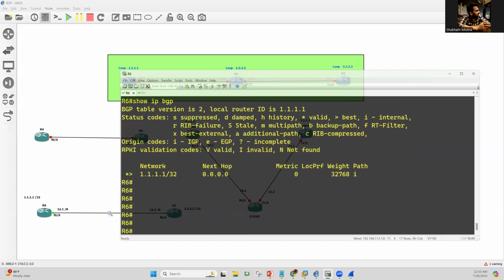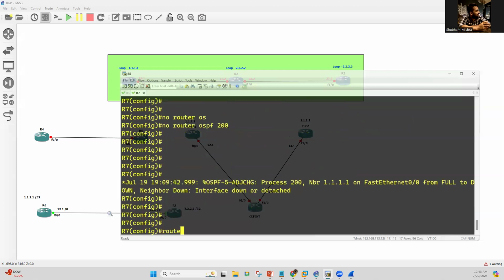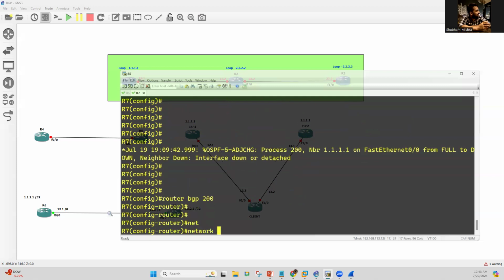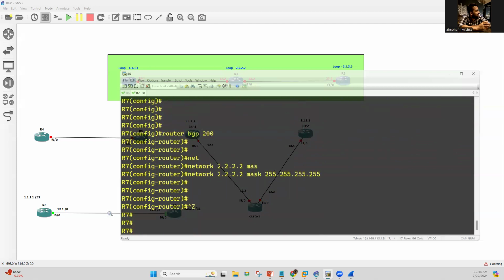Yes. See, I run only two commands on R6. What is router BGP 100? After that, I write the network command to advertise 1.1.1.1. Same command I am going to write on R7. Router BGP 200. After that, I write the network command, and here I am advertising 2.2.2.2. Mask will be 255.255.255.255.